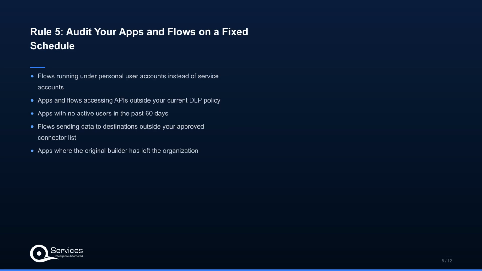Let's talk about Rule 5, audit your apps and flows on a fixed schedule. Power Automate governance and compliance for SMBs depends on knowing what's running. The CoE Starter Kit handles automated discovery. A human review determines what should keep running. These are different tasks, and the second doesn't happen automatically.